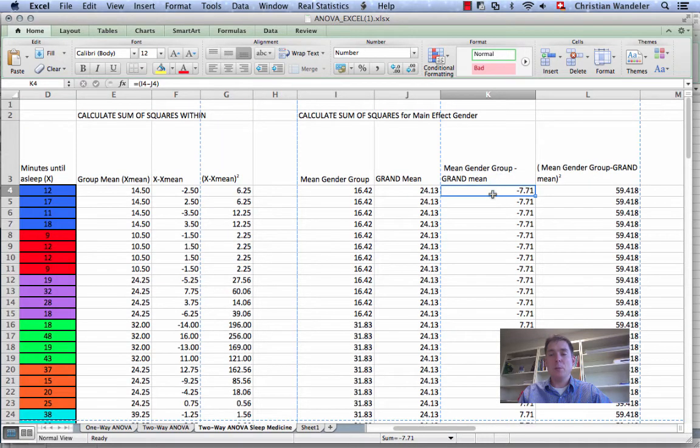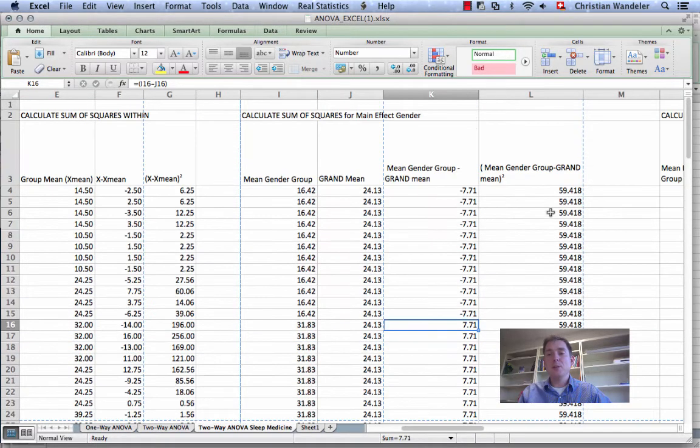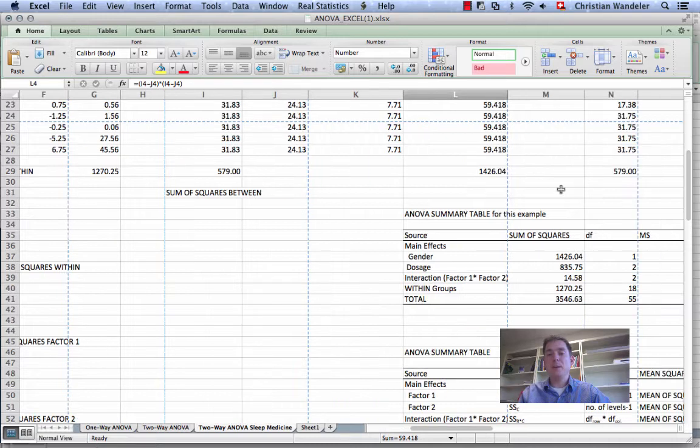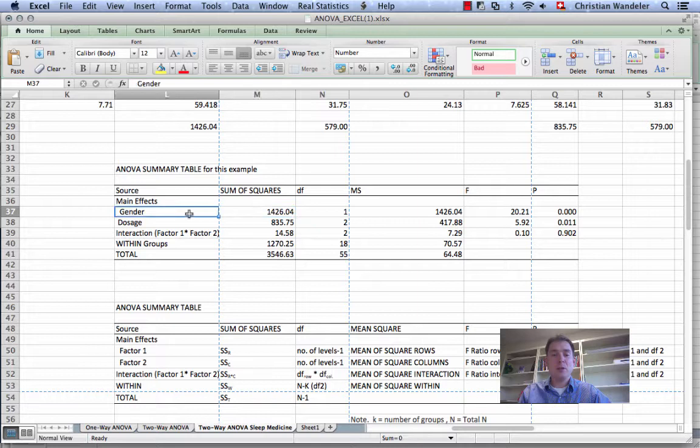So you see the men fall asleep faster. They're minus 7.71 minutes below the average, the grand mean, and the women fall asleep less fast, like they stay awake longer. They're 7.71 minutes above the average. We add all these, we square these differences, we add them all up, and we get 1426. So we enter this into the main effect gender here.